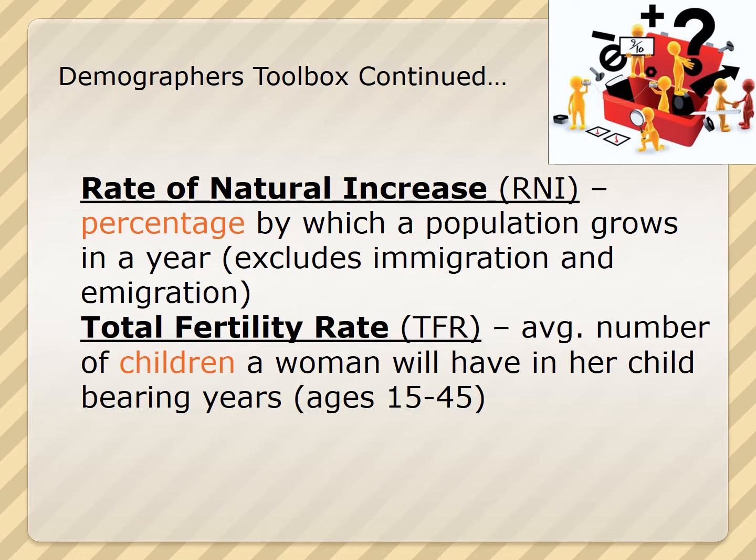We also look at the RNI, or rate of natural increase. It is the percentage by which a population grows in a year, excluding immigration and emigration. We also look at the TFR, total fertility rate, the average number of children a woman will have in her childbearing years, which is the age of 15 to 45. As of 2010, less developed regions are experiencing the highest rates of natural increase, whereas more developed regions have lower RNIs. The higher a population's RNI, the shorter is the population's doubling time, or amount of time needed for the population to double in size.